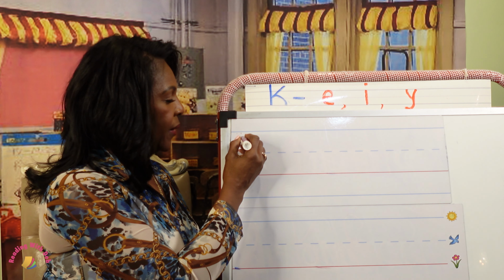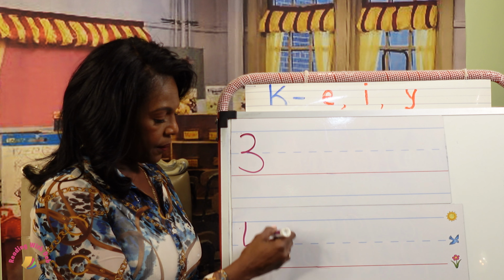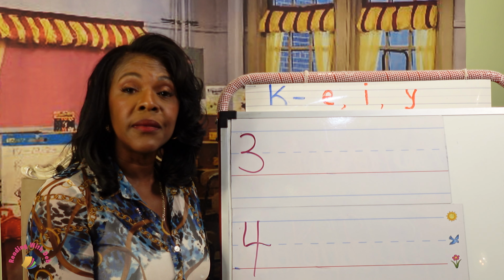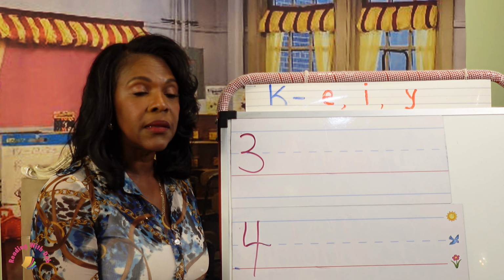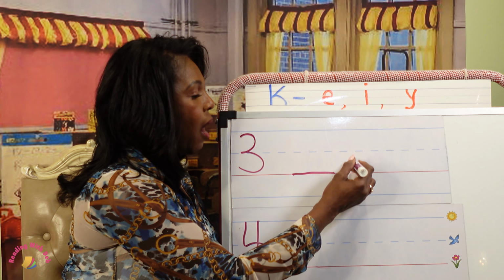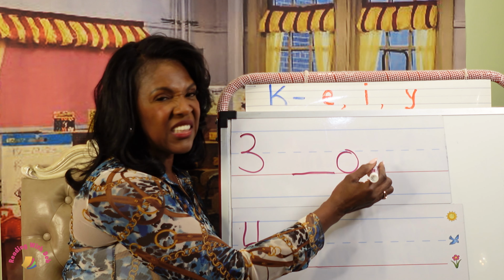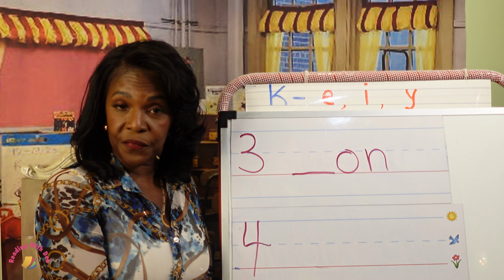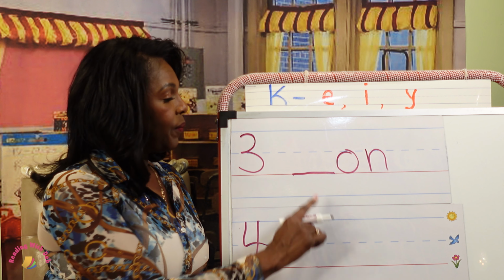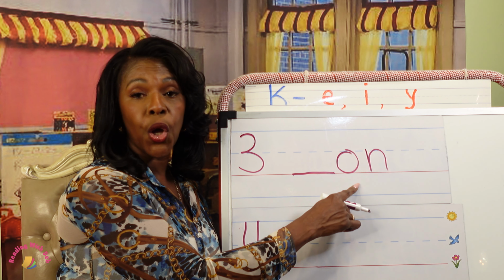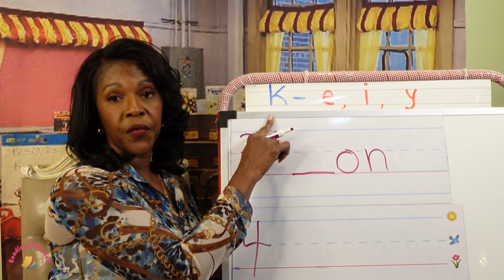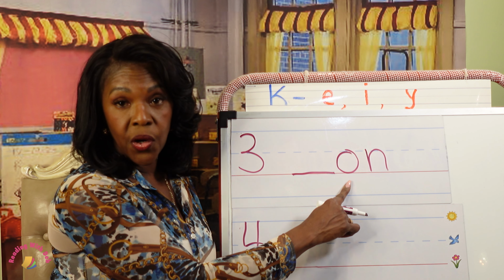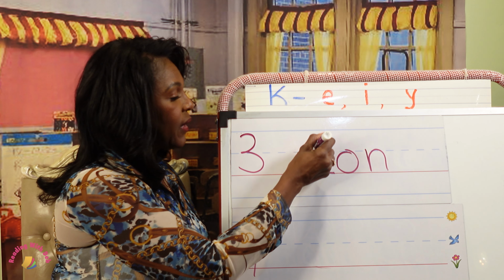Numbers 3 and 4. Write the word con. Con. I hear k, a, con, n. That's the N. Which letter is going to go here for the word con? Well, the next letter after the K sound is O. And K goes before the letters E, I, or Y. This is not E, I, or Y, so we are going to put the letter C.